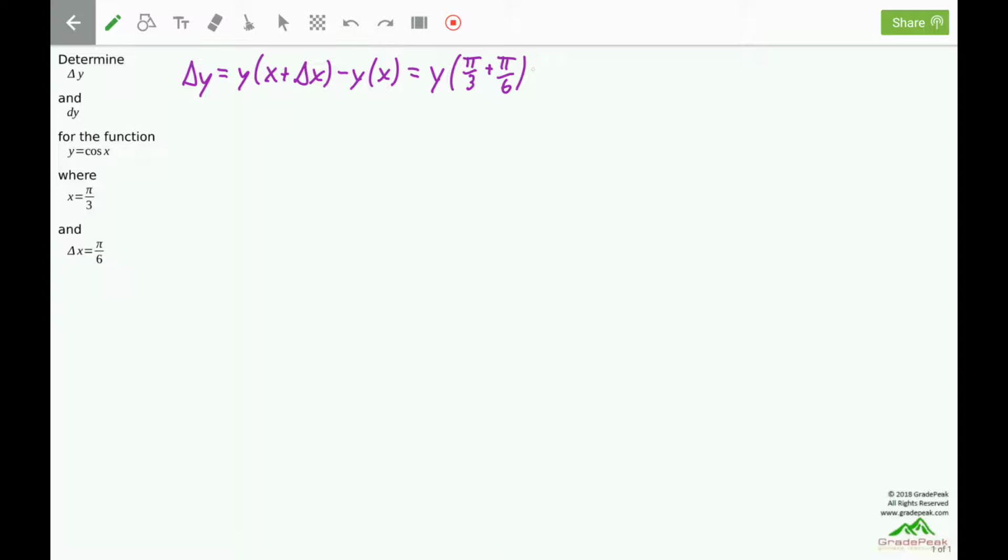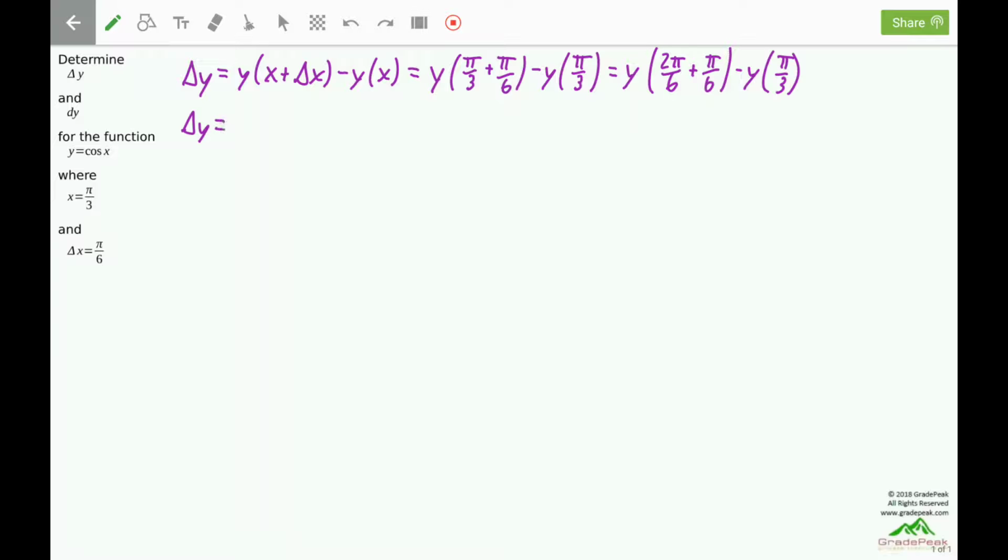So y of pi over 3 plus pi over 6 minus y of pi over 3. We will need to add the pi over 3 plus the pi over 6, and this can be accomplished by getting a common denominator. We'll need to multiply the pi over 3 by 2 over 2 to become 2 pi over 6, so that we can add it with the pi over 6, minus y of pi over 3.